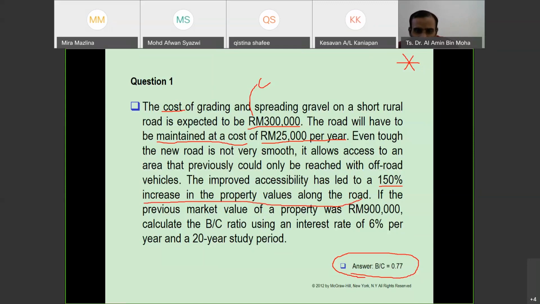So they are giving some information here. 150% increase in property value. And if the previous market value for property was 900,000, this is the information for the benefit, I believe. It means that by having this project, the value of the property there is increased. So they ask you to calculate the BC ratio using interest rate i of 6% per year, N is 20.